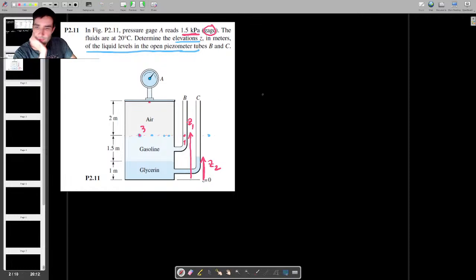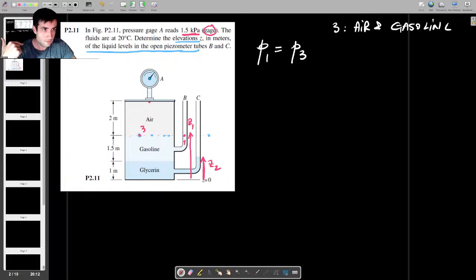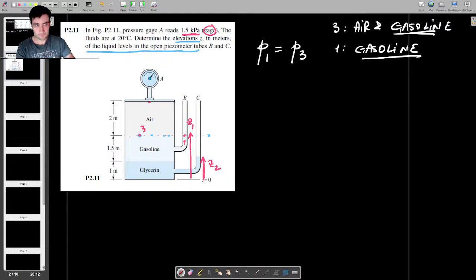Okay. So what we can say first of all is that P1 is equal to P3, right? The fluids are all connected to each other, and at 3 and at 1 we have the same liquid, gasoline. 3 is the boundary between air and gasoline, and 1 is gasoline. Because I have the same fluid in both cases, I can safely say that P1 is equal to P3. If they were not equal, the liquid would start moving around, which is not happening because this is a hydrostatics problem.